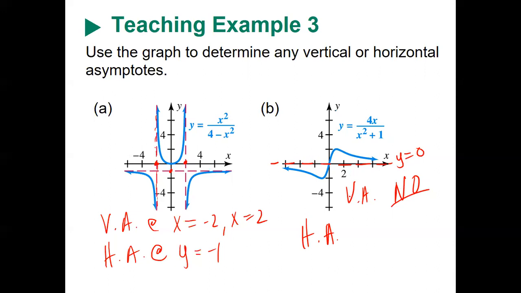Your asymptotes are always going to be labeled. You have to be able to read the graph and see what it is approaching. So the horizontal asymptote, or y value, is at y equals 0. Okay, so that's what you're doing graphically. Now we're going to talk about how to identify vertical and horizontal asymptotes without a graph.